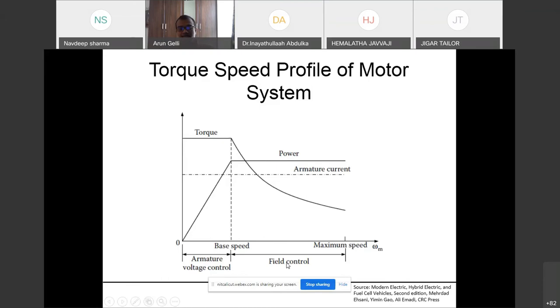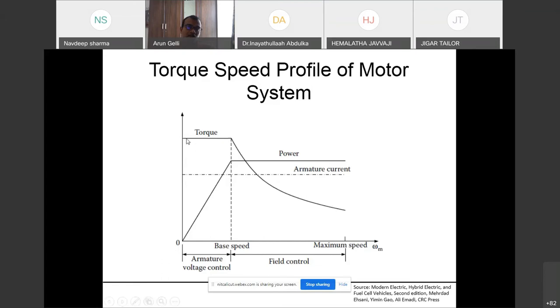So, in case of DC, there is armature voltage control and field control above the base speed. What is important here is the torque-speed characteristics. You will normally have a peak torque-speed characteristic, which means the machine will be operated only for a certain period of time, usually 30 seconds or 20 seconds, depending on the manufacturer.